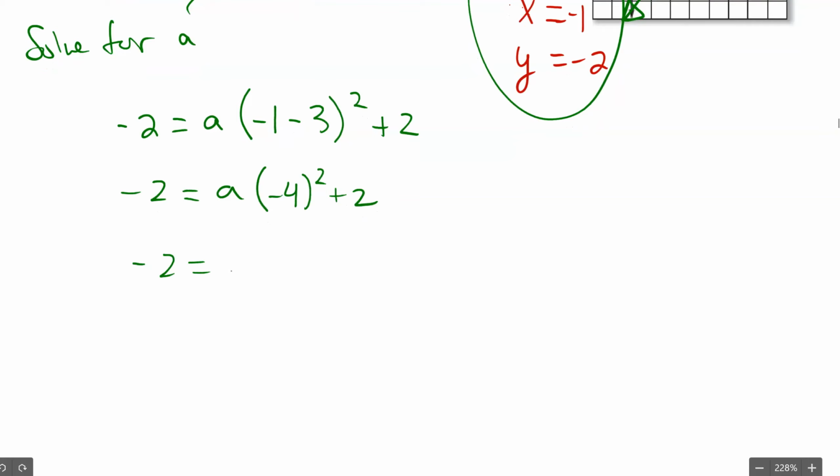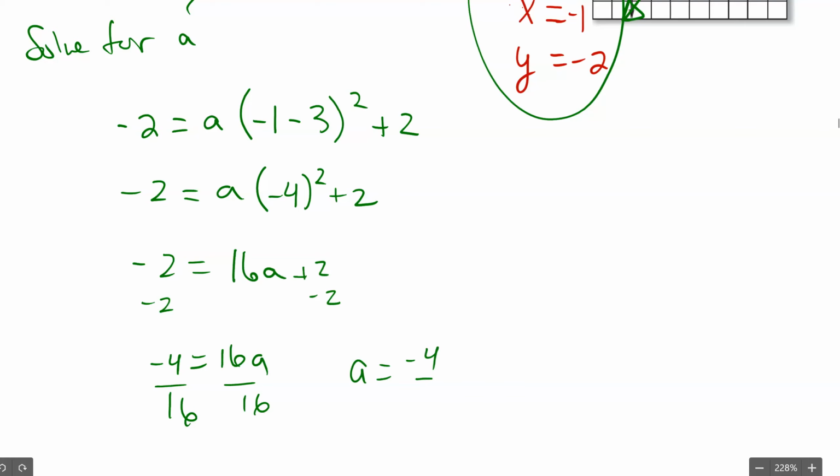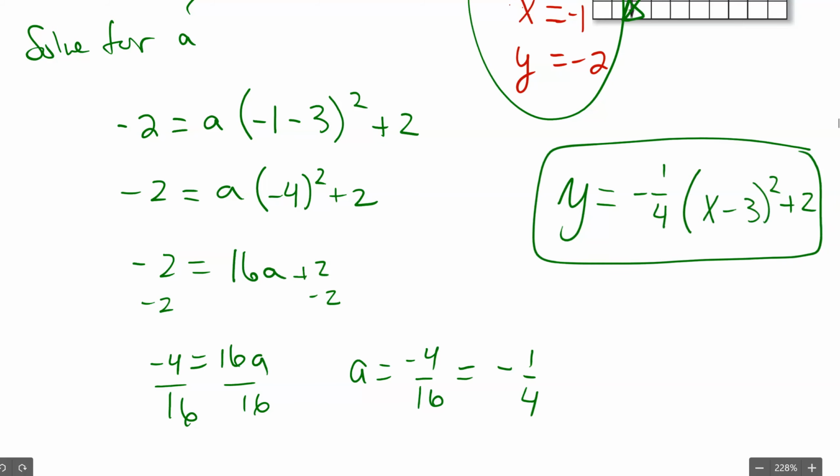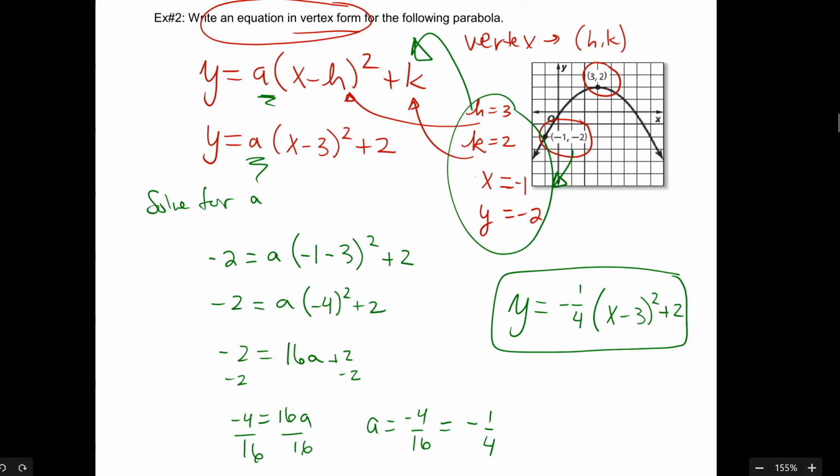So this is -2 equals positive 16a plus 2. And now it's just a game of getting a by itself. -4/16 is a. What is -4/16 equal to? -1/4. Now that I have that, I have everything I need. I have h and k, which is my vertex. I have a. Plug it into vertex form. This is your answer. Your answer is an equation in vertex form.